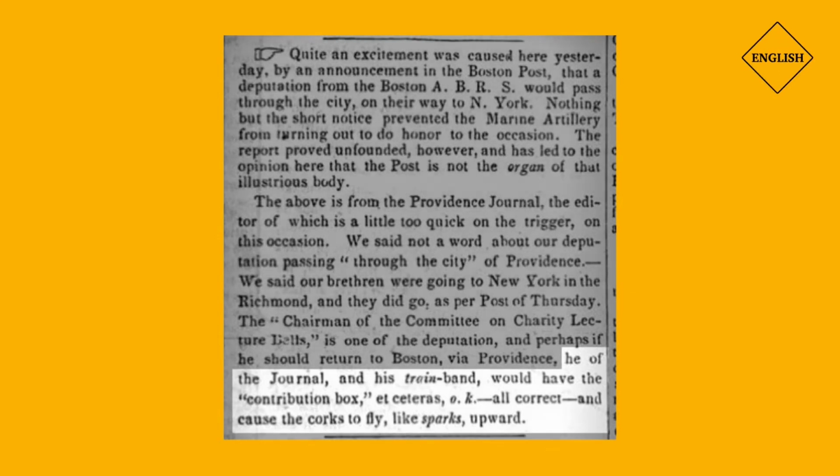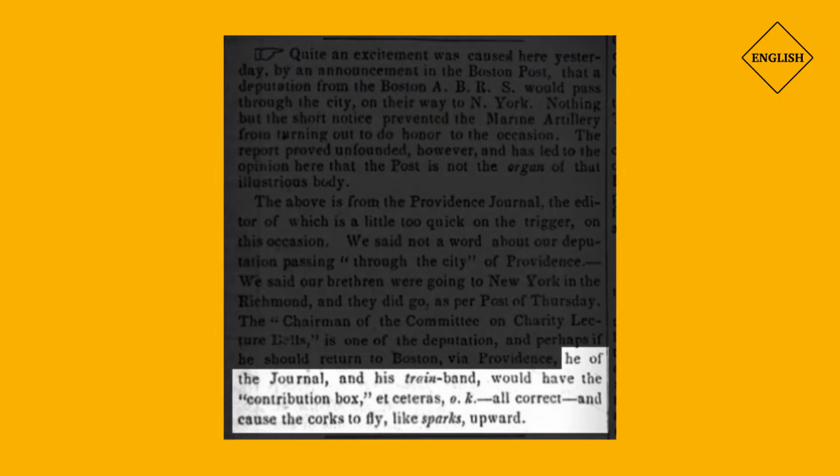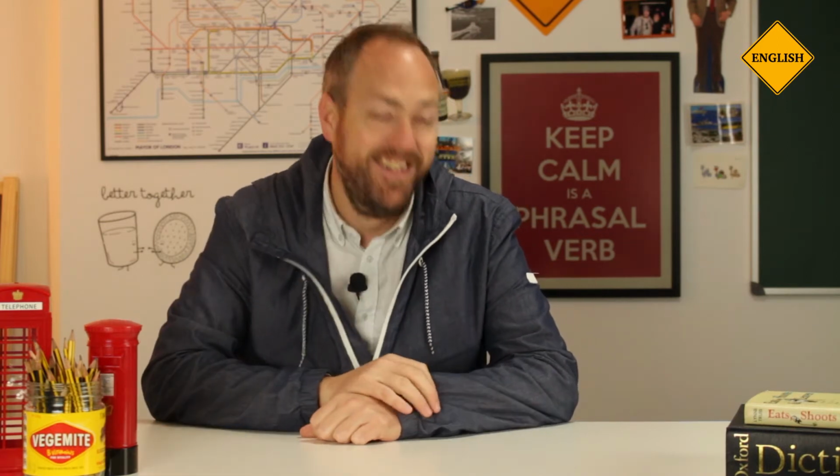He of the journal and his train band would have contribution box, etc. Okay, all correct, and cause the corks to fly like sparks upward. So you can see that as a joke, they substituted the A and the C from all correct to okay. Hilarious! Obviously, people in the 1800s had a much simpler sense of humor.